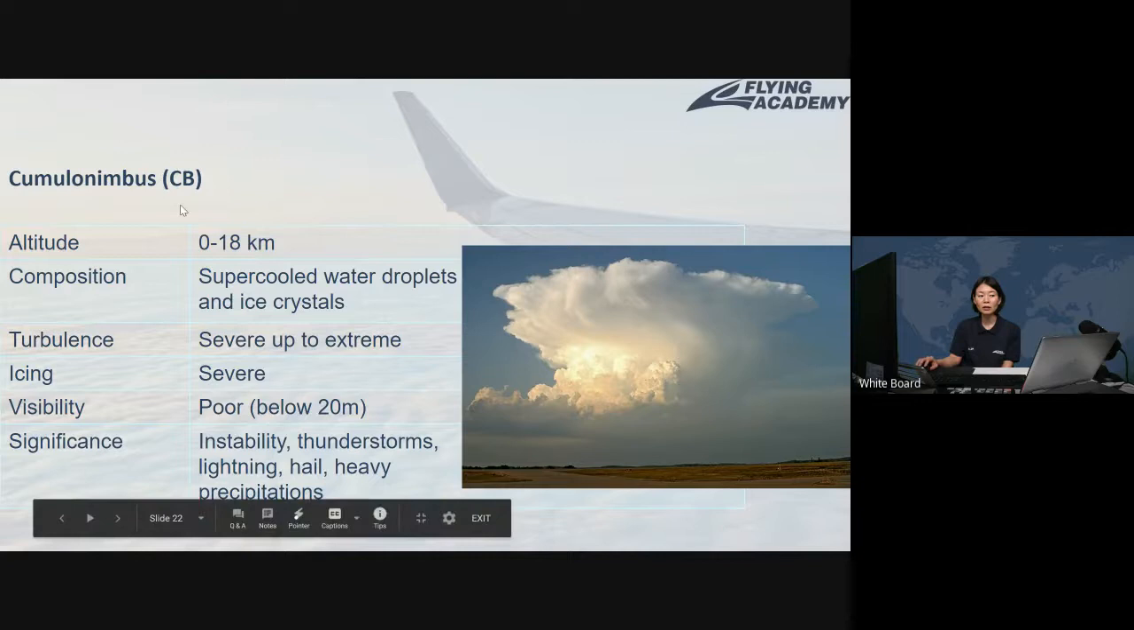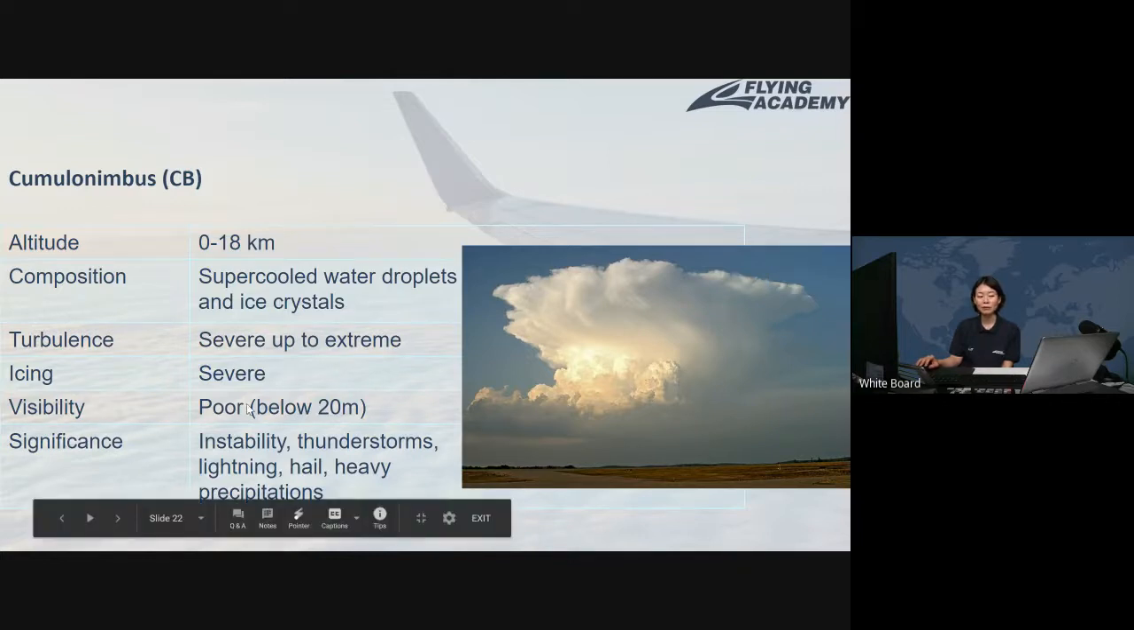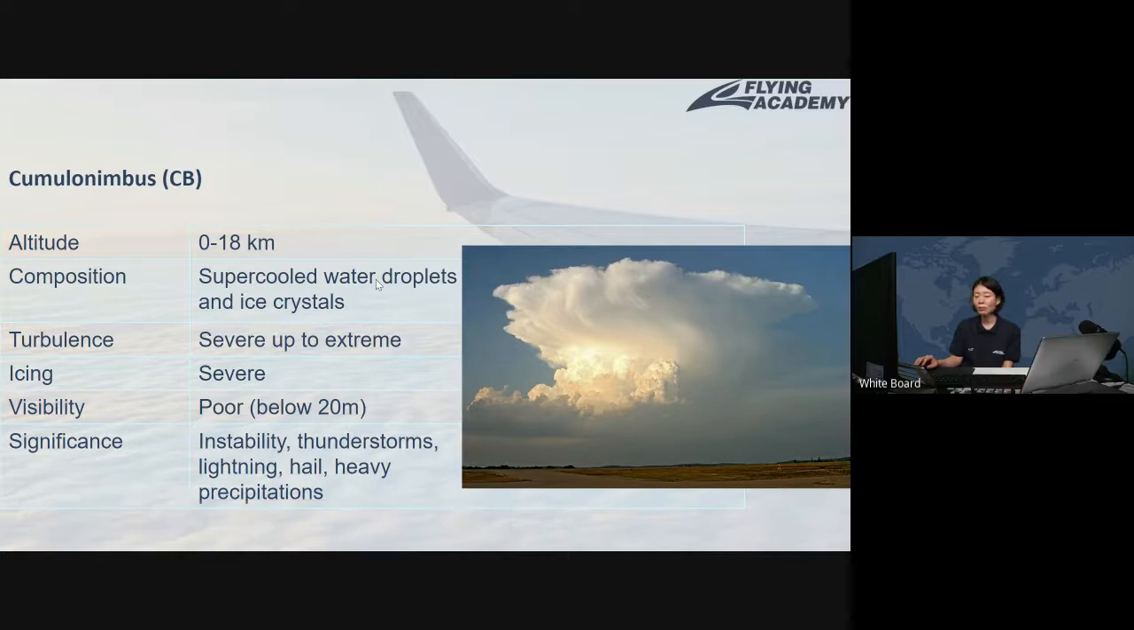In the weather conditions, you are going to see this one, CB, in weather information as well. Altitude can be lower and then can be very high. It depends on how much energy it has. Composition can be supercooled water droplets and then ice crystals as well. And the turbulence, severe up to extreme. Maybe in general aviation, we can't hold it inside because of the updraft and downdraft as well. Icing can be very severe. Visibility is going to be very poor. And significant instability, thunderstorm, lightning, heavy hail, and heavy precipitation, whatever you name it as well.